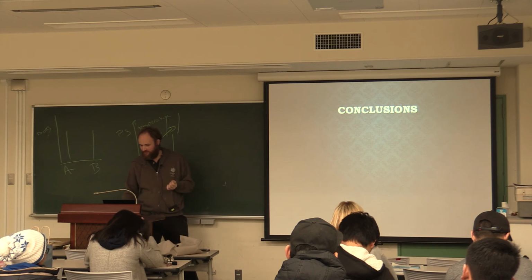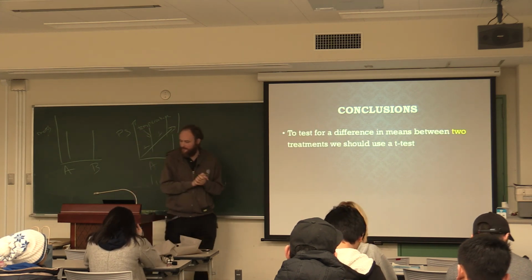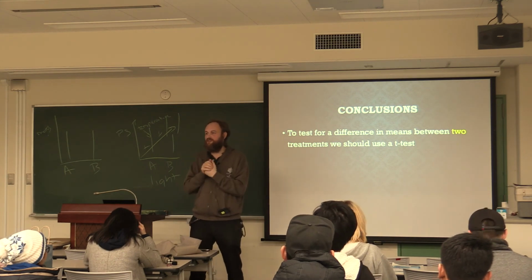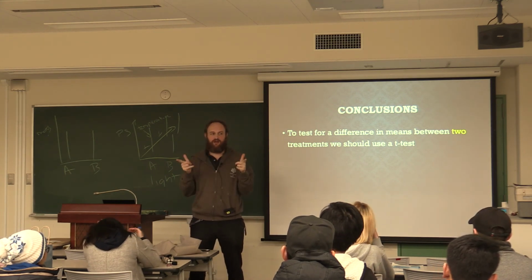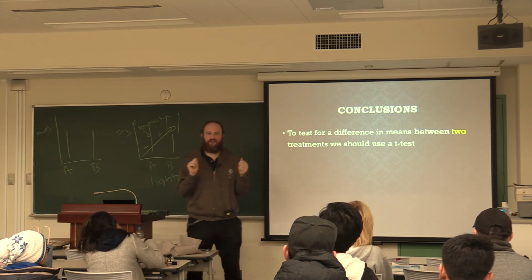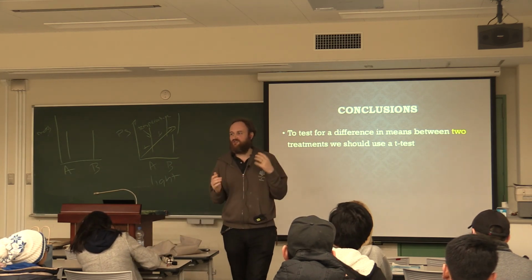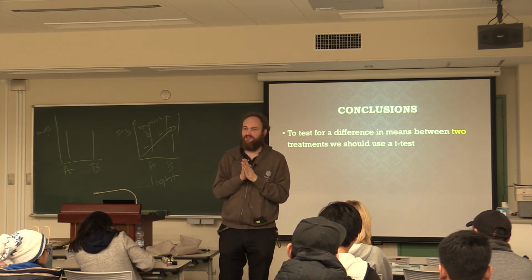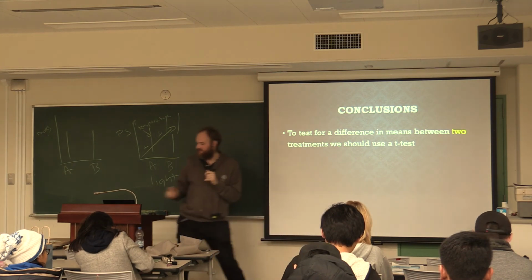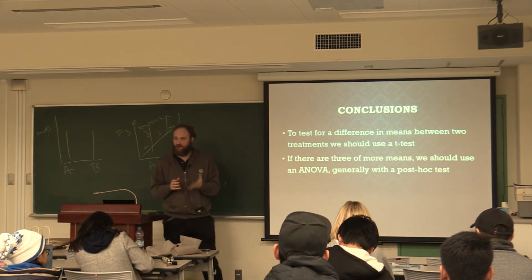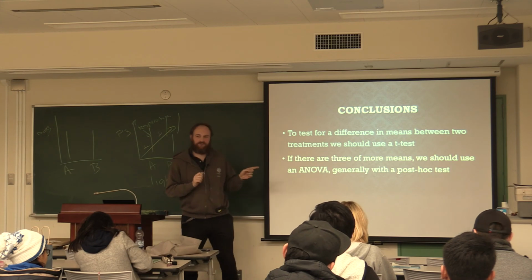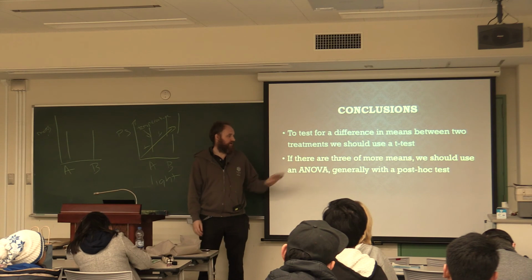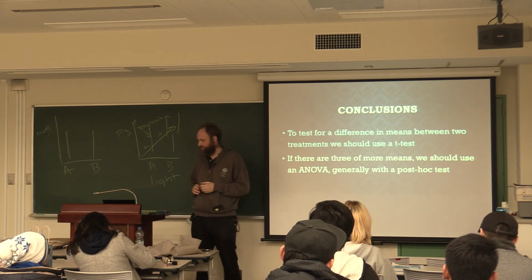So let's have some conclusions. If we want to test for a difference between 2 means, A versus B, we use a t-test, yeah? Okay, t-test, A versus B, super easy to interpret, right? A and B are either different or not different. Easy peasy. If we want 3 or more means, we don't use t-tests, we use ANOVA. Okay? And we're going to use a post-hoc test.